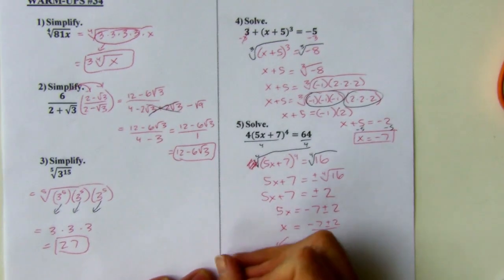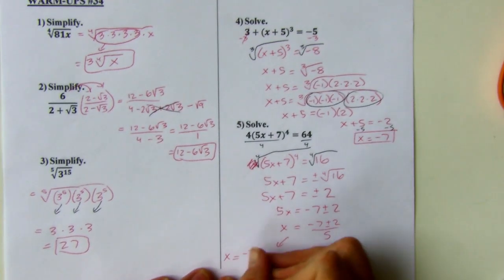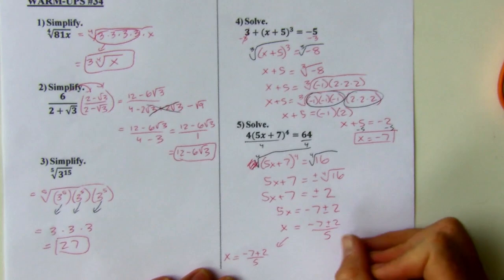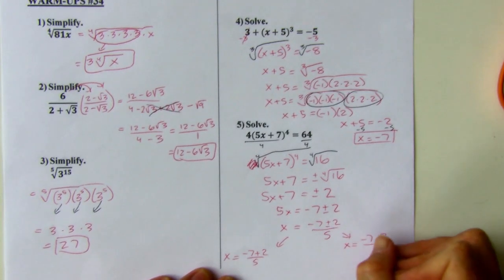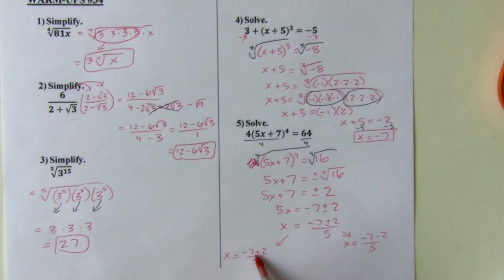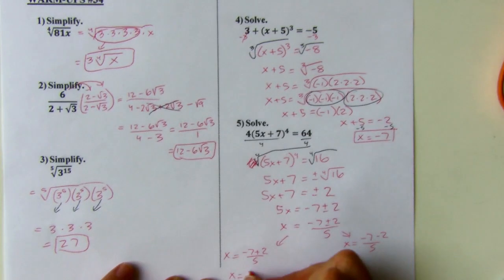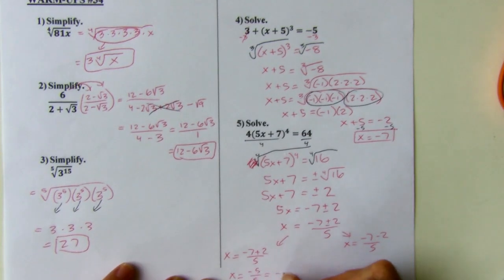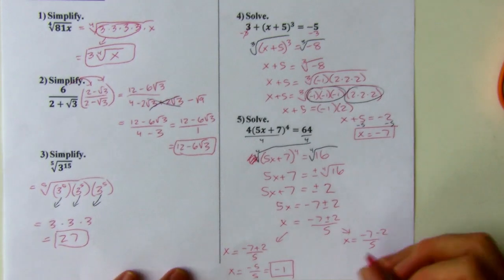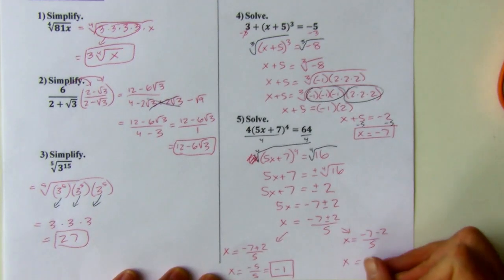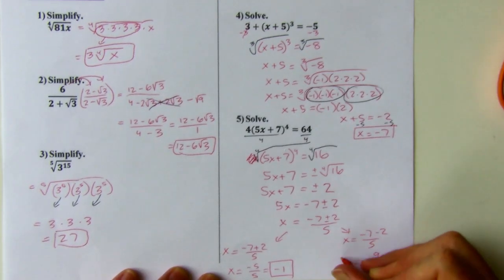So let's think about this. X could equal -7 plus 2 all over 5, or x could equal -7 minus 2 all over 5. And we can simplify both of those, right? This is going to be -5 over 5, which equals -1, so that's a solution. Oops, that's off screen there a little bit. This one is going to be -9 over 5, which we can't really simplify anymore.